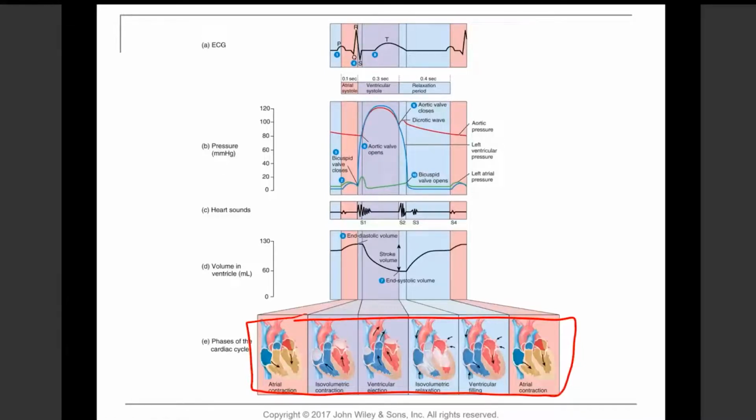Are we okay to start on that, or does anybody want to talk about the cardiac cycle in a little more detail, or have any questions? We good? No? Okay. How many people do we have here? Nice, about 15 people.